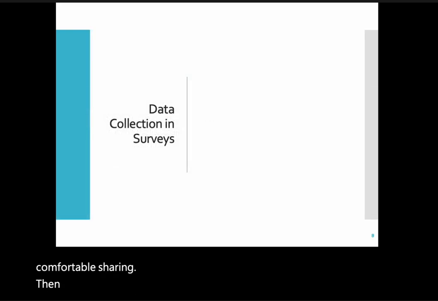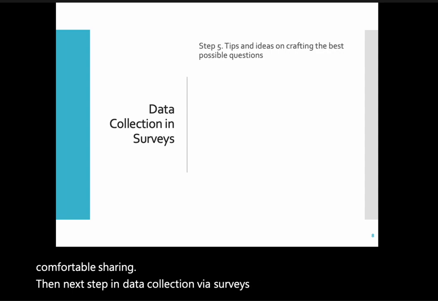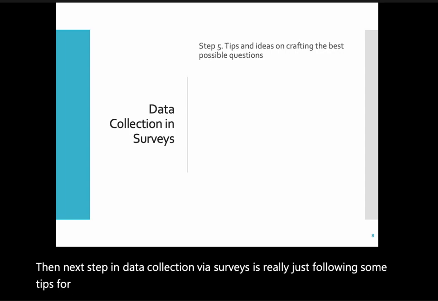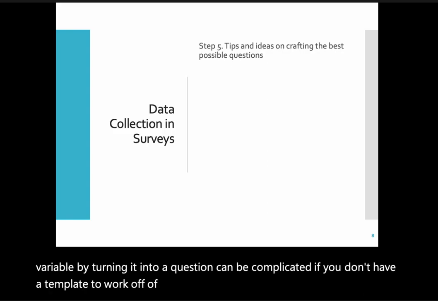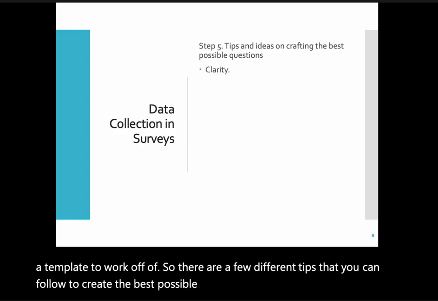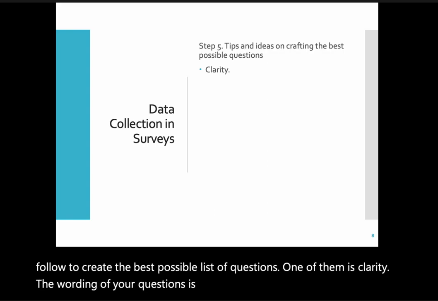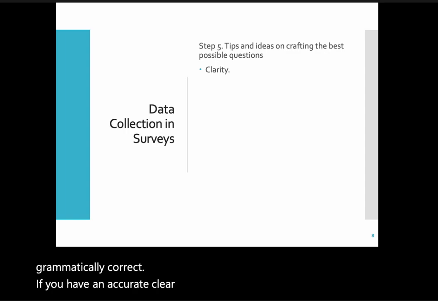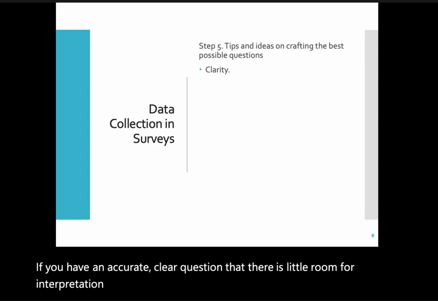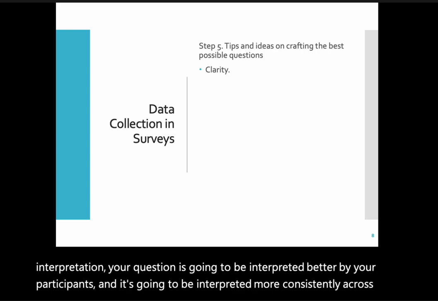The next step in data collection via surveys is really just following some tips for creating possible questions, because turning a construct into a variable by turning it into a question can be complicated if you don't have a template to work off of. So there are a few different tips that you can follow to create the best possible list of questions. One of them is clarity. The wording of your questions is always better if it's clear and grammatically correct. If you have an accurate, clear question that there's little room for interpretation, your question is going to be interpreted better by your participants, and it's going to be interpreted more consistently across all of your participants.